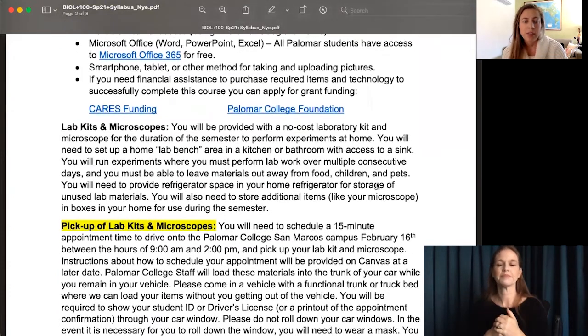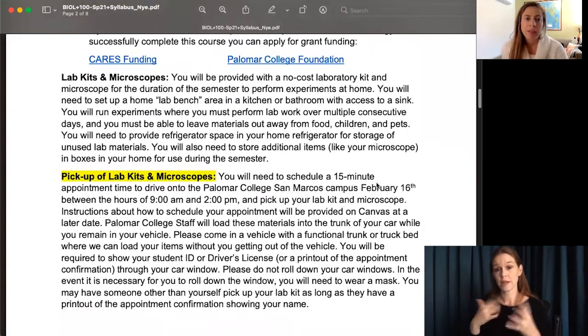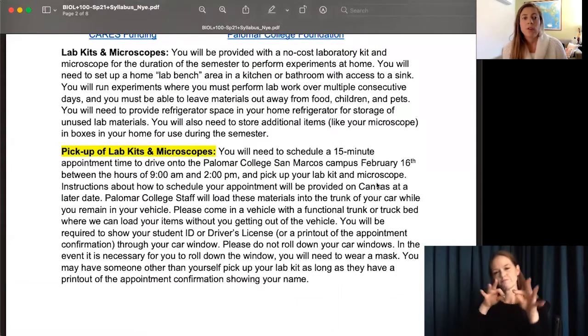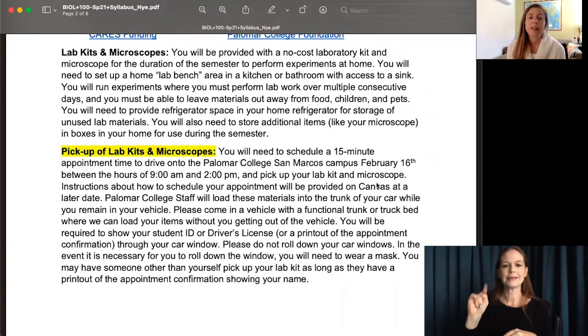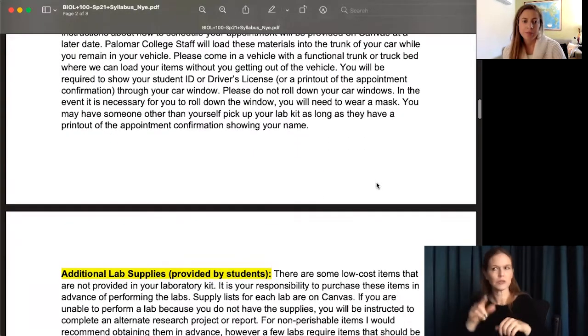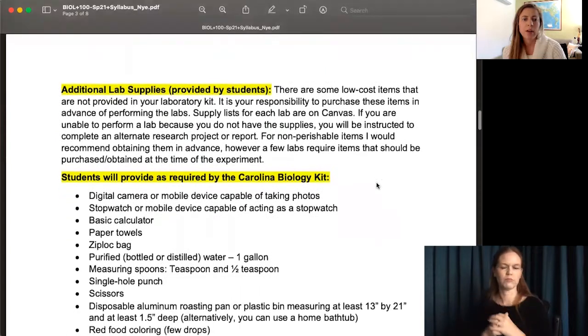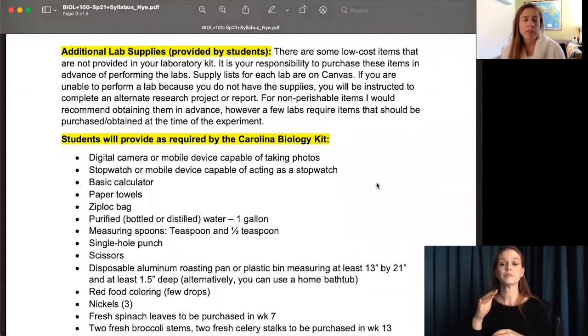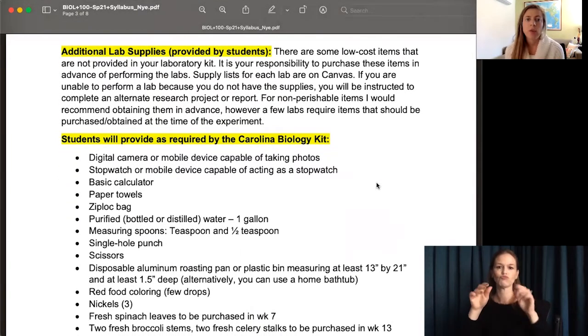Since this course has a lab included, he talks about the lab kits and microscopes. And if you take a course with a lab, it's likely that you're going to have to go to Palomar to pick up a lab kit. And so he provides information here about when the school will be available for you to go and pick up the lab kit. Scrolling down a little bit more, he gives more information about lab supplies that you as the student are expected to provide.